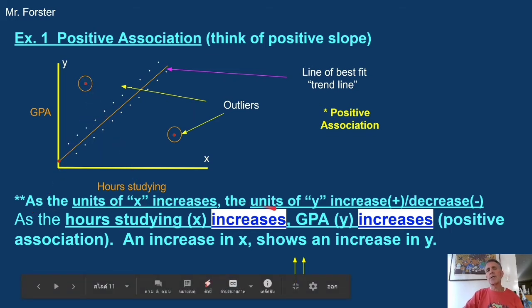So this is an important sentence that you always want to use in scatter plots. As the units of x increase, the units of y do what? Does it increase or decrease? In this case, the units of x increase. The units of y also increase. So we see these arrows up and up. And so as the hours of studying increases, the GPA increases. That's positive association. When both of the variables are going up, that's positive association.